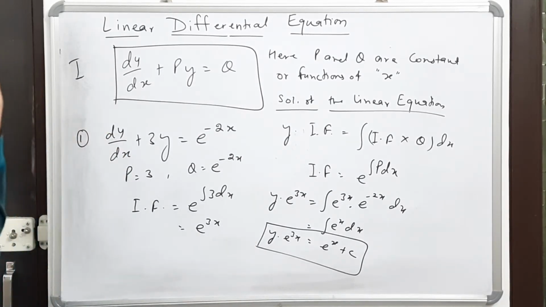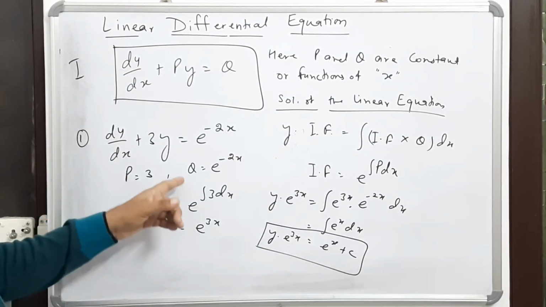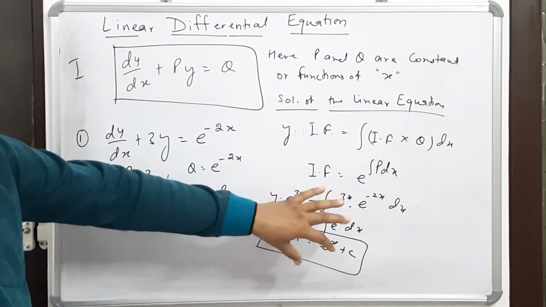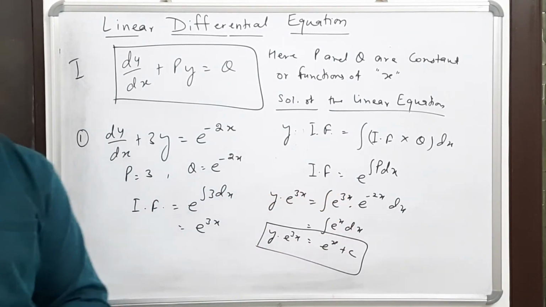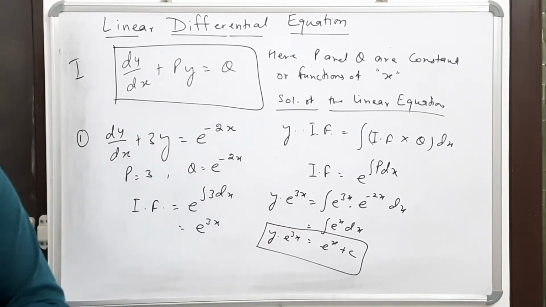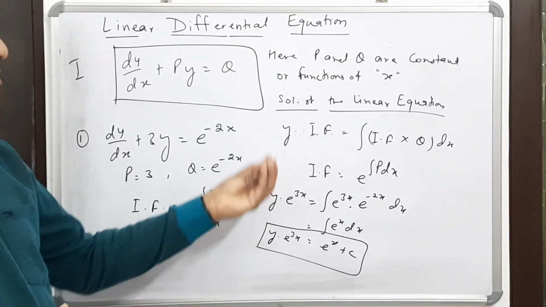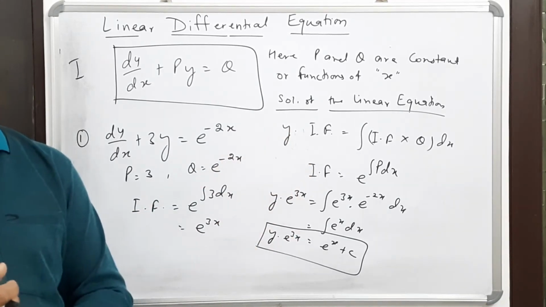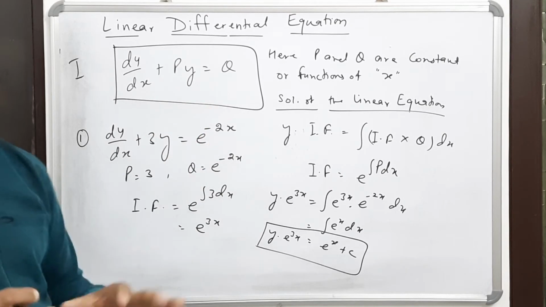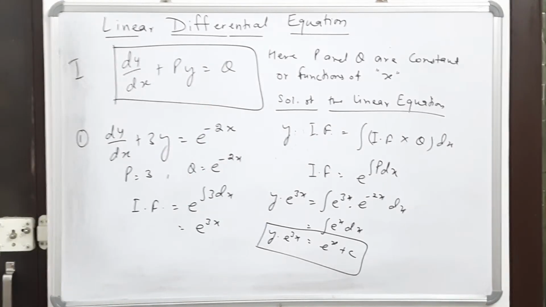This is the easiest part. The only thing is you have to identify the value of p and q, then IF, and then mostly to integrate this type of part we need the concept of integration, and that is integration by parts. So before you start this part, the concept of integration by parts must be clear to you all, because it will be used now and then in this type of sum.